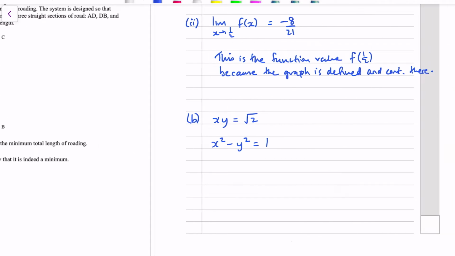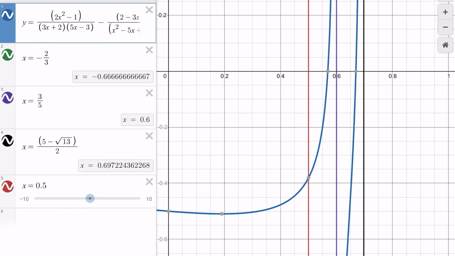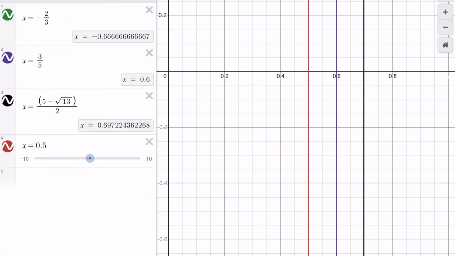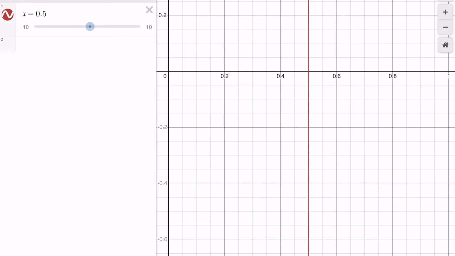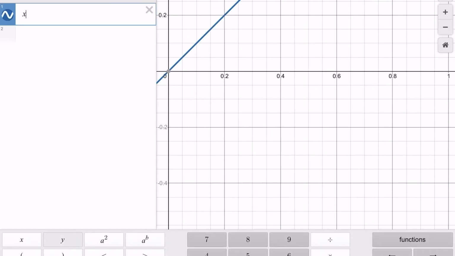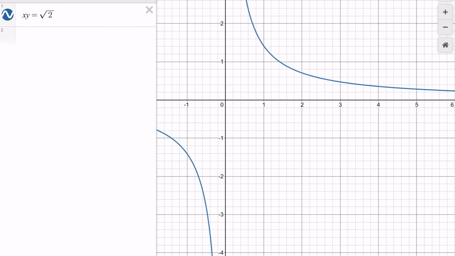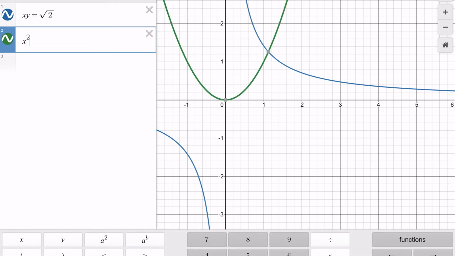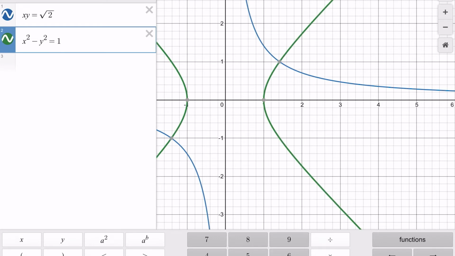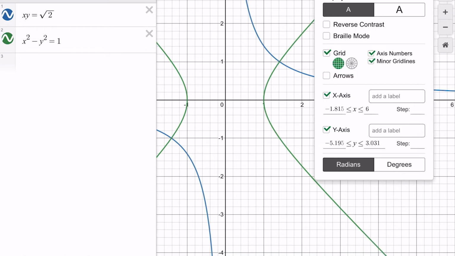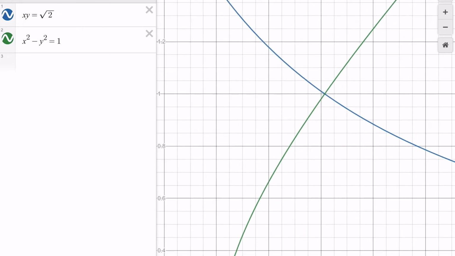Okay, so perpendicular tangents. How about we bring up the function and have a look at it first. So we've got up two types of hyperbola. xy equals √2 is a rectangular hyperbola, and then we've got x squared minus y squared equals 1, and I need to zoom this square so that we can actually, is it zoom square?